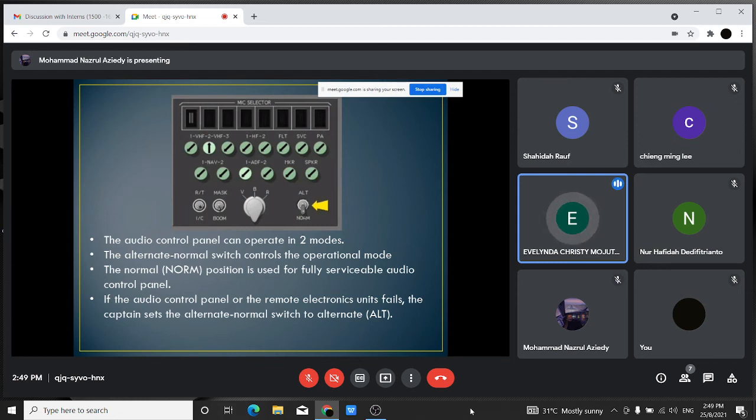The audio control panel can operate in two modes, alternate and normal. The alternate and normal switch controls the operational mode. The normal position is used for a fully serviceable audio control panel. If the audio panel or the remote electronic unit fails, the captain sets the normal switch to alternate.